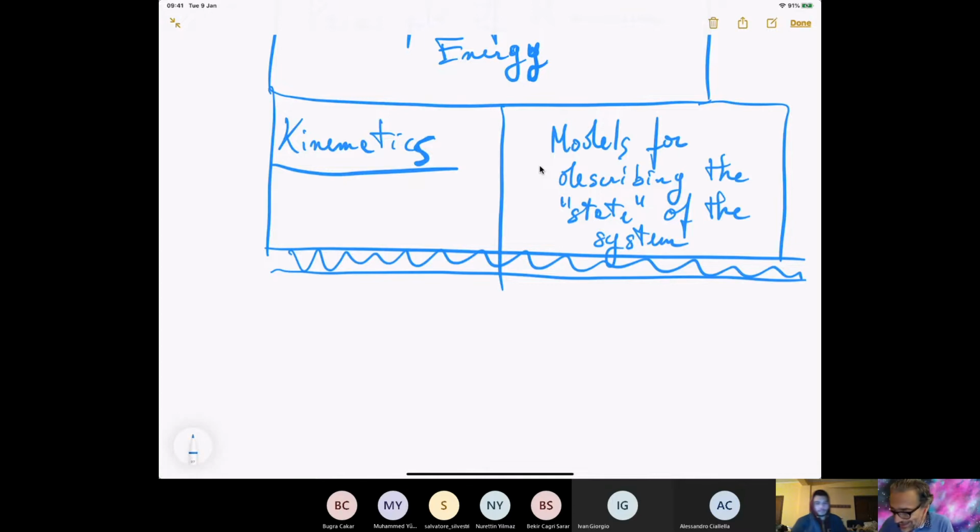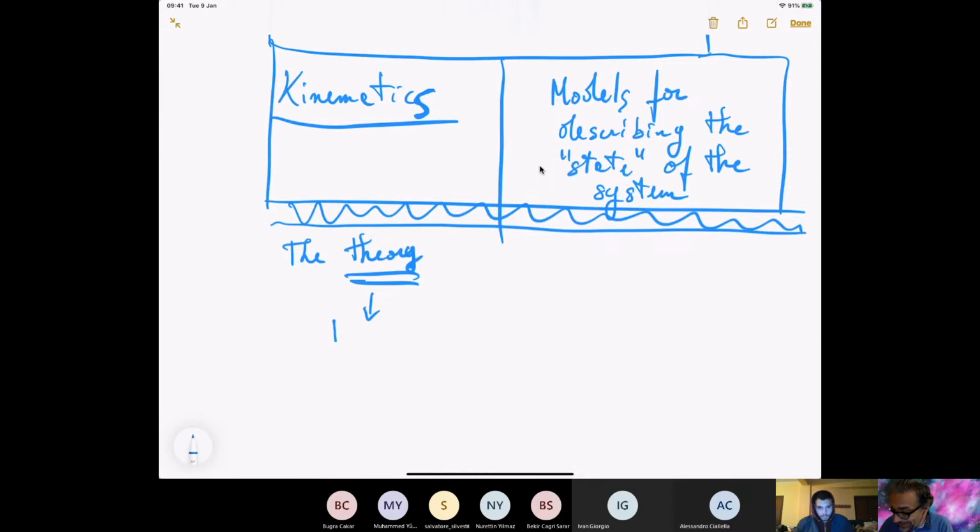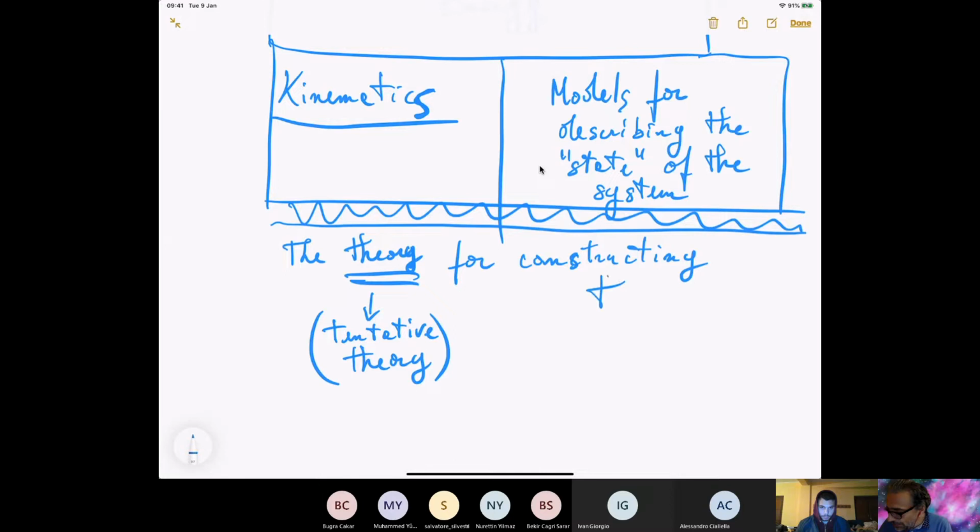So, in a sense, the tentative theory, because there is not a well-established theory, for constructing theories. So, what is a theory?